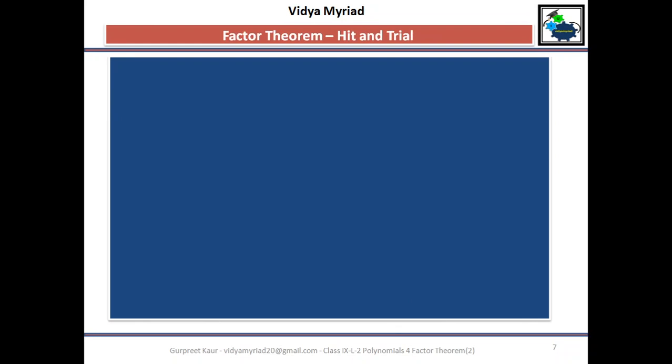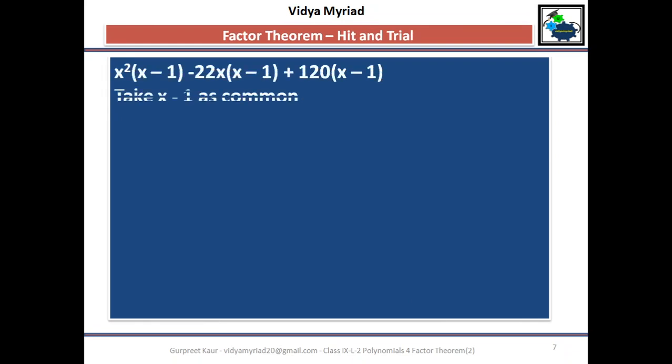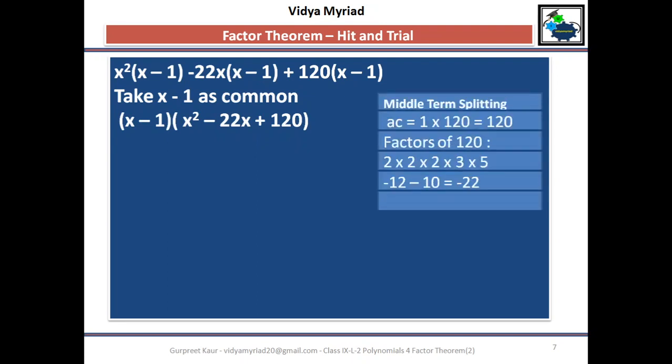Now, what will I do? See, I have written those things again. Now, take x minus 1 as common. What will you get inside? x square minus 22x plus 120. Now, this is a quadratic equation. I can split it with the help of the middle term. Now see, again AC I will find out.